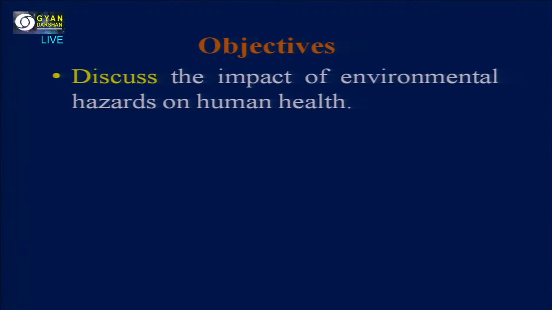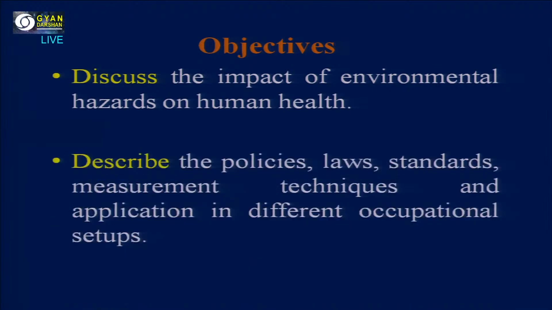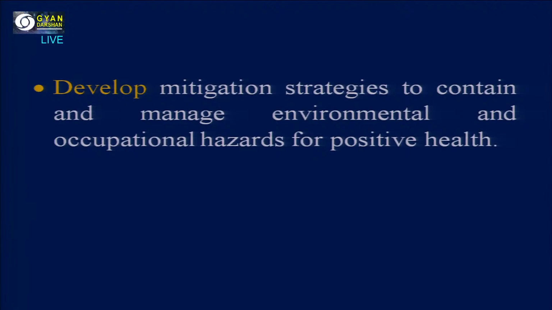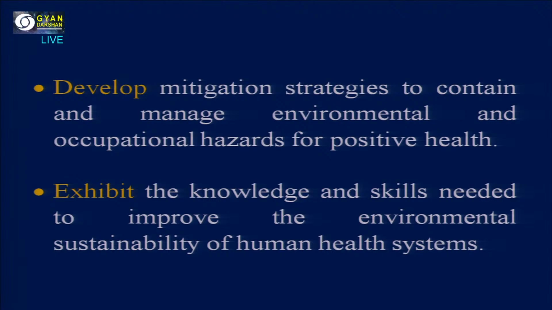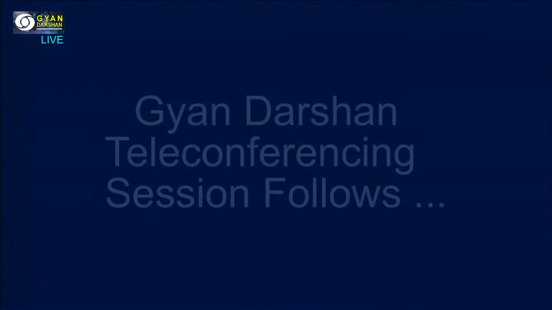The objectives of this program include the following. They will discuss the impact of the environmental hazards on human health. Then they will describe the policies, laws, standards and the measurement techniques and applications in different occupational setups. They will also help to develop mitigation strategies to contain and manage environmental and occupational hazards for positive health. Finally, they will also help to exhibit the knowledge and skills that are needed to improve the environmental sustainability of human health systems. First year course.